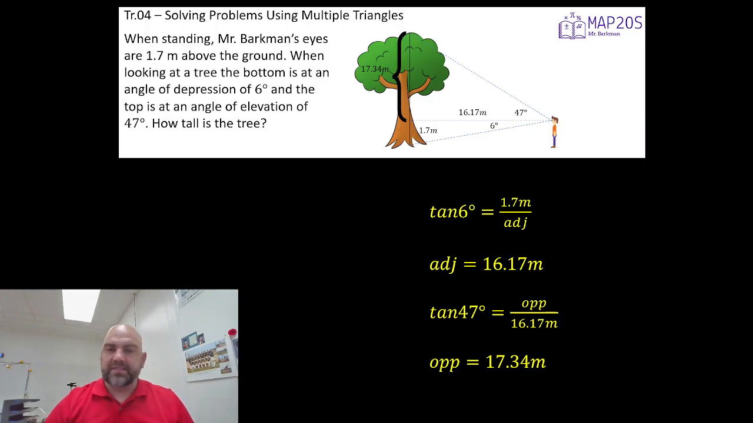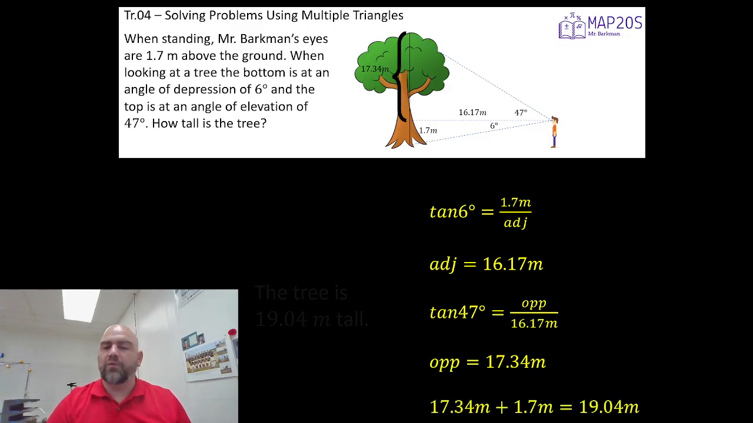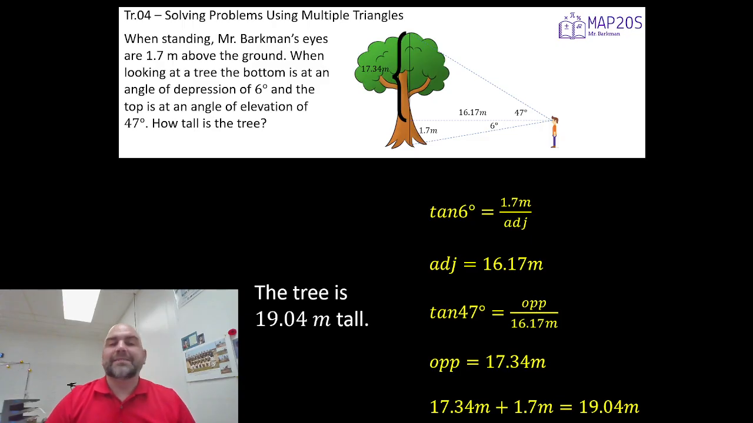Now again, remember the 16.17, that's not anything to do with the tree, that's just the distance from Mr. Barkman to the tree. So we need to make sure that we add the correct pieces together to get a final height of 19.04 meters. Therefore, the tree is 19.04 meters tall.